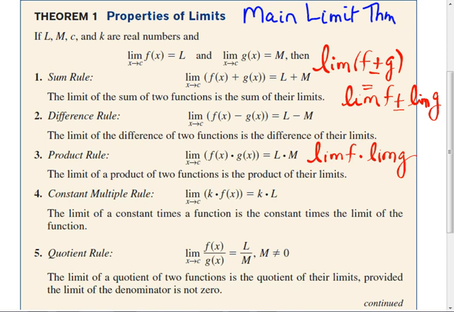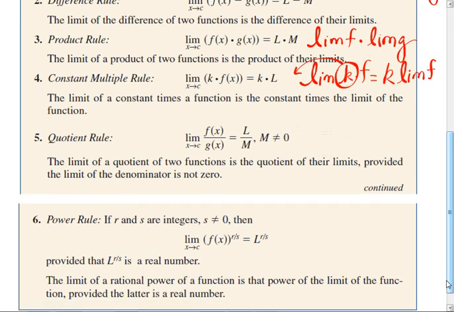I also can do a constant. If I have a limit of some constant times f, I can pull that constant out front. Throughout the year you're going to say, well, why'd you do that? And I say, because I used the limit of f. Plus, I can also do division: the limit of f over t can be written as the limit of f divided by the limit of t.